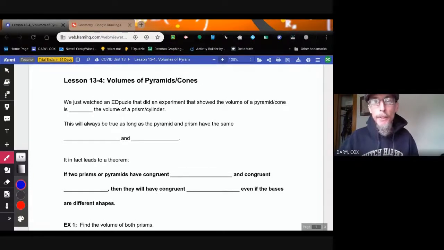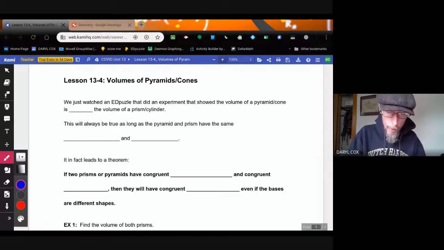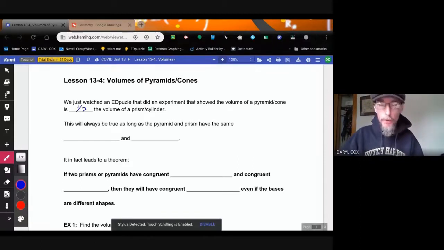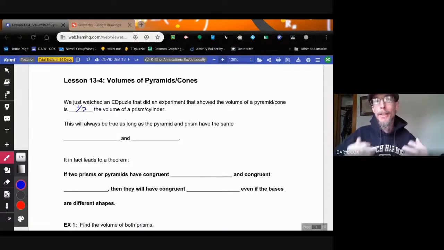All right, we found that the volume of a pyramid or cone is 1/3 the volume of the prism or cylinder. That's what I asked you in there. Make sure you know that the volume of the pyramid is 1/3 of the prism, not 3 times. I know that's a mistake some people make sometimes. The prism is 3 times as big as the pyramid, but the pyramid is 1/3 of the prism. So that's how we figured it out.